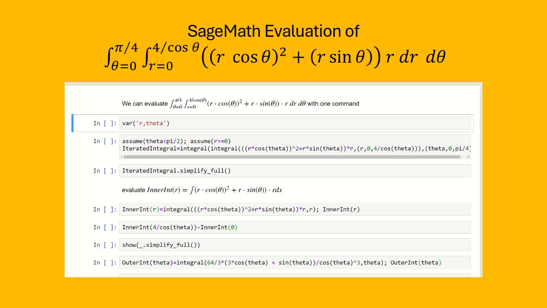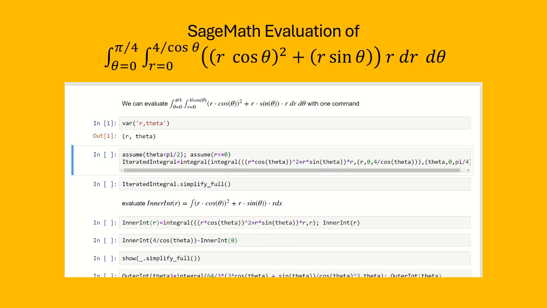We can evaluate this double integral that we have been looking at with one command. Notice that we need variables r and theta, so we'll declare r and theta to be variables. And now we're going to look at the value of the iterated integral.